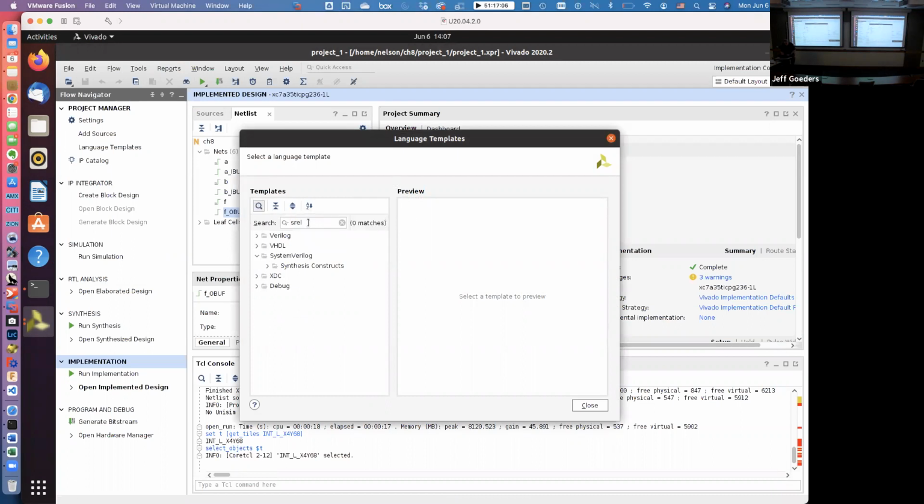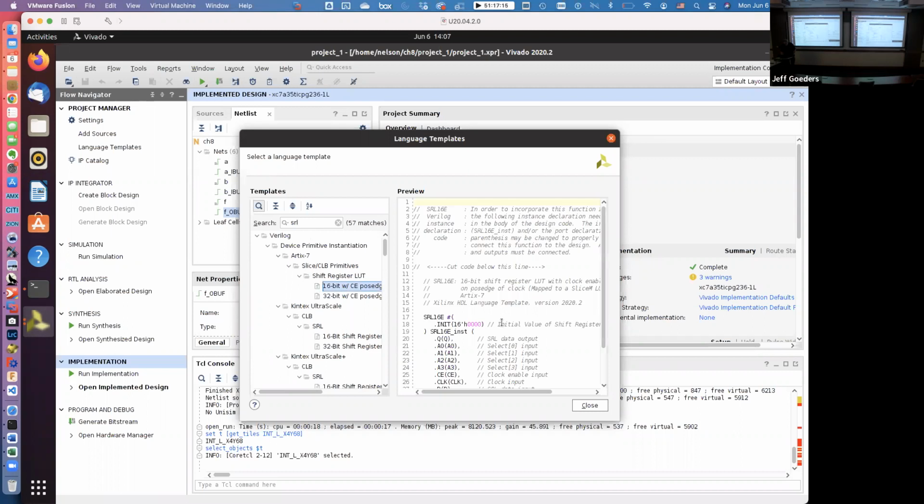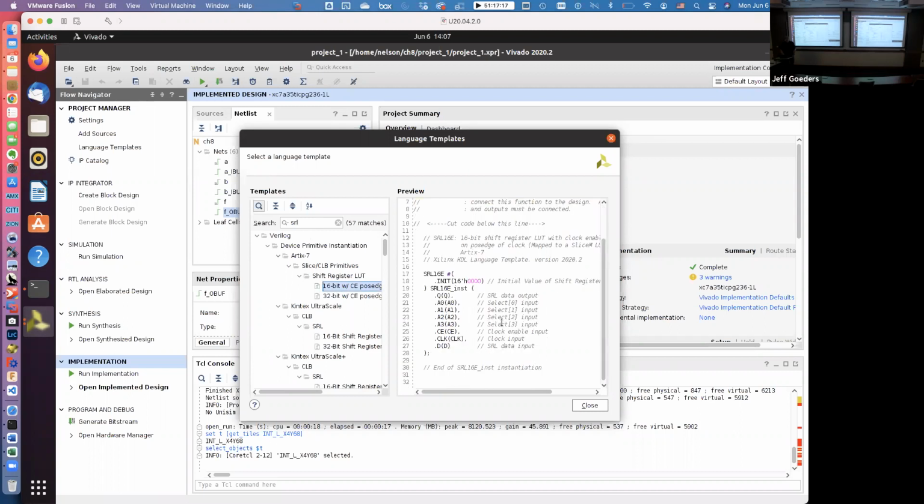Okay. How about SRL? There you go. Here's how you get a 16-bit shift register with clock enable. And you see, it's for every architecture. So Artix-7 will be different from Kintex UltraScale and so on. That's kind of cool. Thank you, that's good. And there's so many tools, so many things in here.